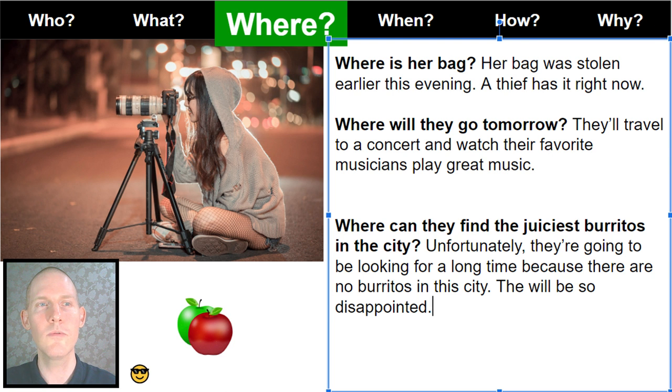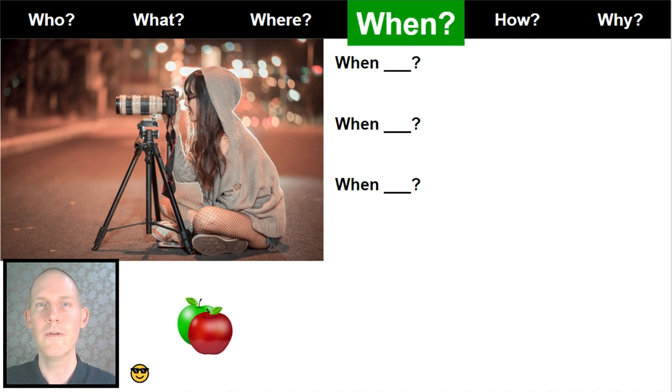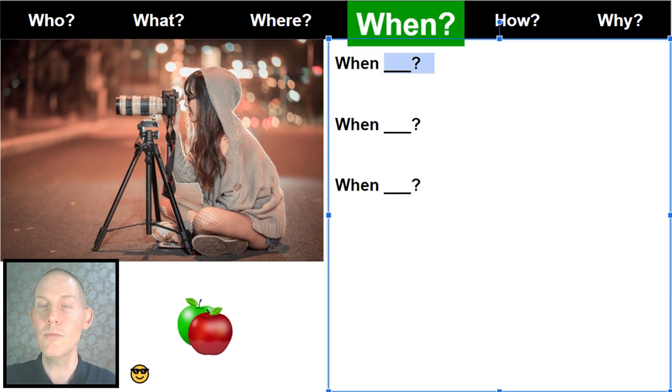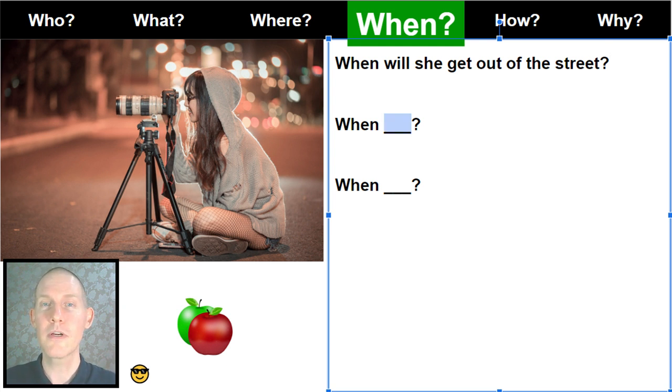Okay, next question word. Let's do when. All right, can you guys help me make some questions that start with when? All right, let's see. When will she get out of the street? She's sitting in the middle of the street. It's just a matter of time before a car comes, right? Layla Almeida says she forgot her bag. Sure, that's possible. Layla Almeida says, where are her friends in this place? Right, that's another where question.